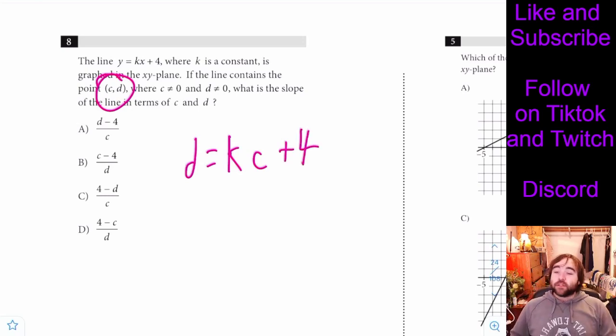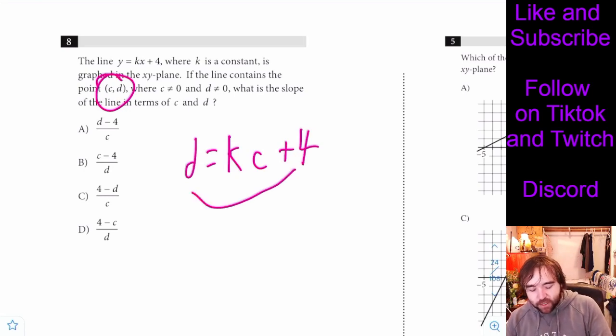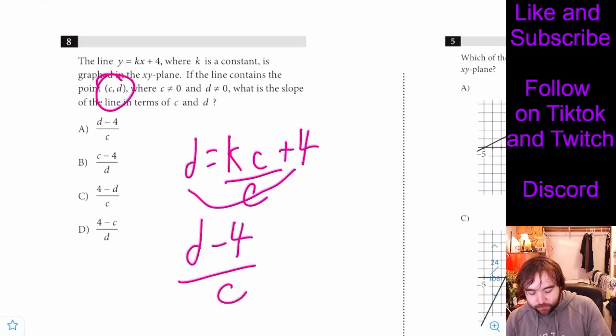And they want us to find the slope. So what is the slope? The slope is the K, right? Because that's where the m would normally go in mx plus b. So we've got to solve for K. So we just subtract the 4 over and then divide by C. So D minus 4 over C. A.